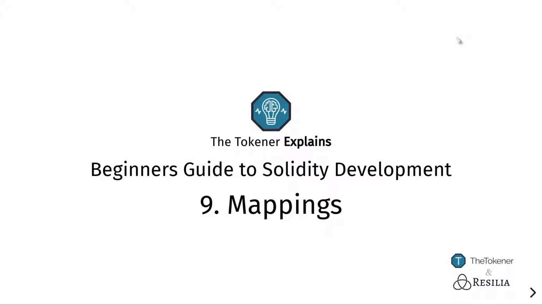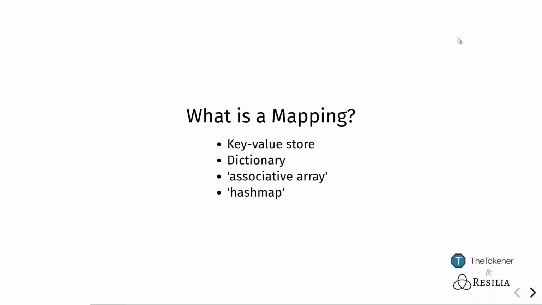Mappings are one of the few data types built into Solidity that we did not cover yet, and they are very, very useful. They occur in almost all non-trivial smart contracts because they allow you to find information given a key, and what type this key has doesn't matter. If that's still a bit vague, let me explain in more detail what it is. It's a key-value store.